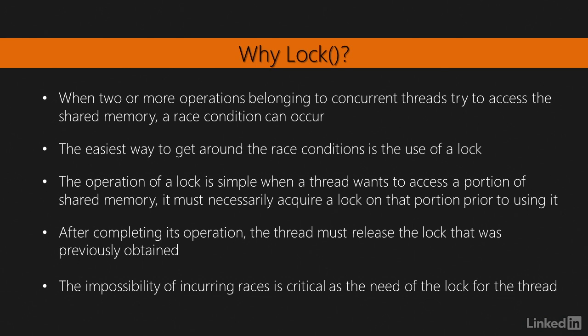The operation of a lock is simple. When a thread wants to access a portion of shared memory, it must necessarily acquire a lock on that portion prior to using it. In addition to this, after completing its operation, the thread must release the lock that was previously obtained so that the portion of the shared memory is available for any other thread that wants to use it. In this way, it is evident that races are impossible, as the need of the lock for the thread requires that at a given instant, only a given thread can use this part of the shared memory.